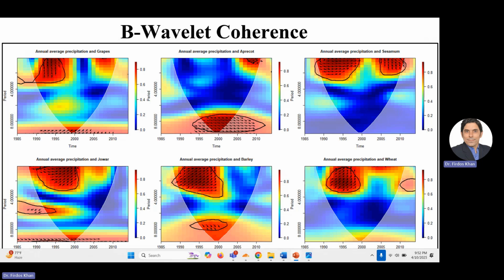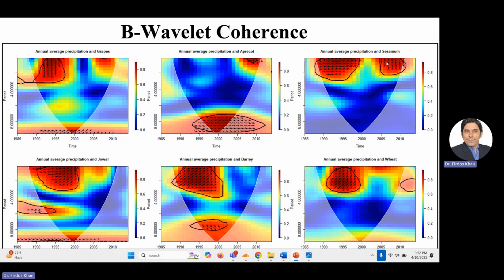And by the way, I said that you don't need negative values, because if the arrows are in this direction the correlation is positive, and if the arrows are in this direction, the correlation is negative. So you don't need any negative values because this can cover both. If the arrows are in this direction like this one, this means that the relationship is positive.